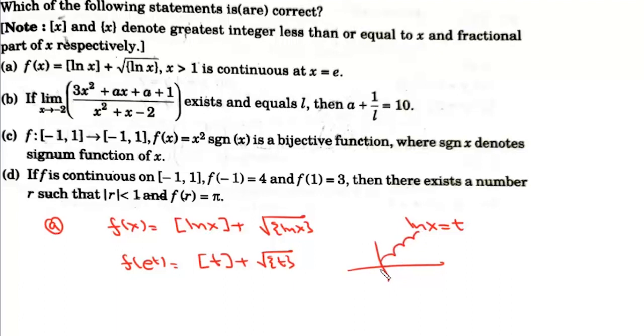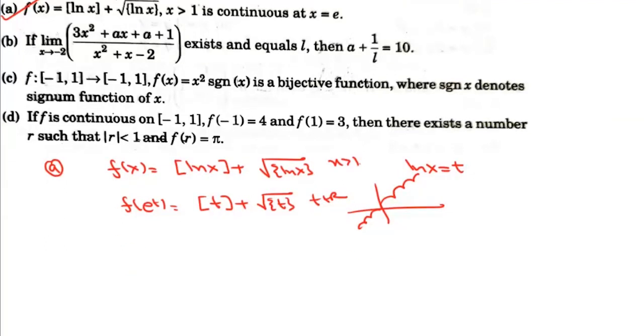Now this we have already worked out in one of the previous questions. This function is continuous for all x belongs to R, so it is continuous for all t belongs to R. That is, this function is continuous for all x greater than 1. That means this statement 1 is correct. Now the statement 2 is, this limit exists and is equal to L, then we need to find the value of a plus 1 by L.